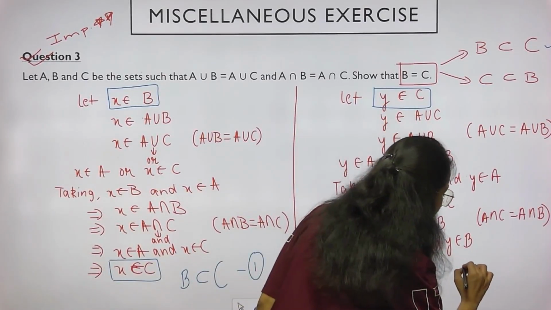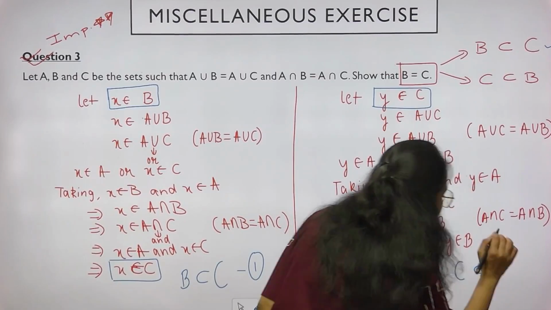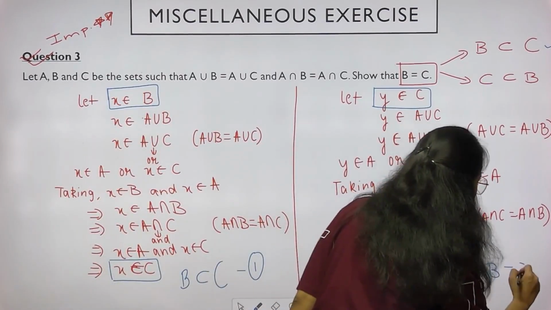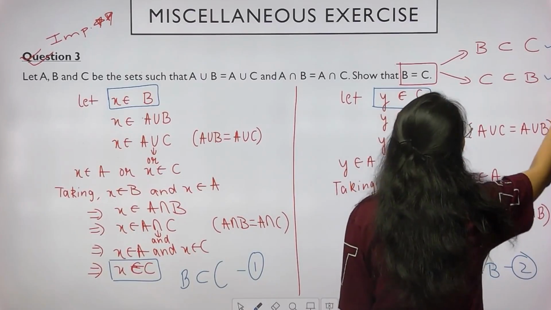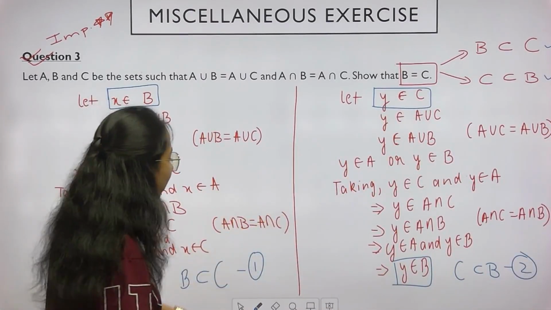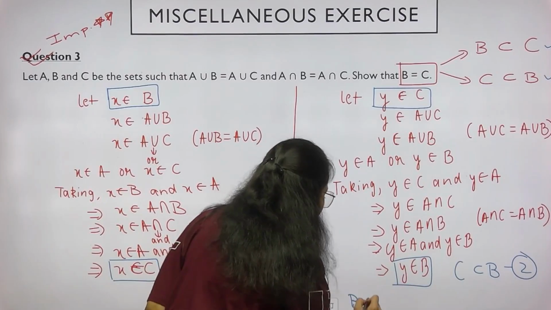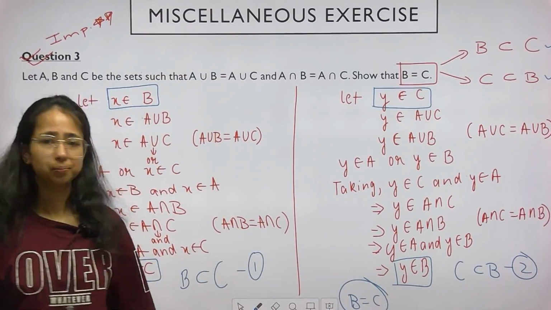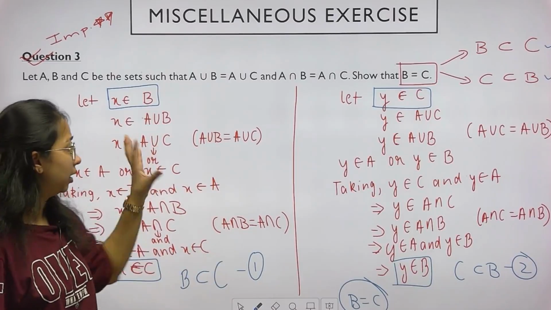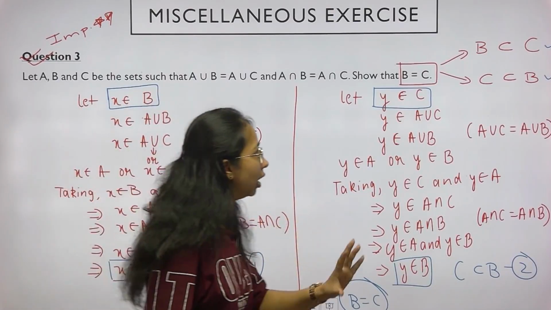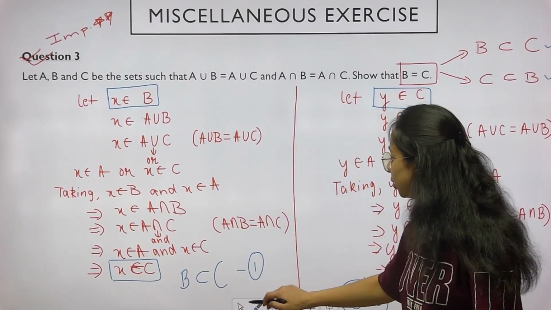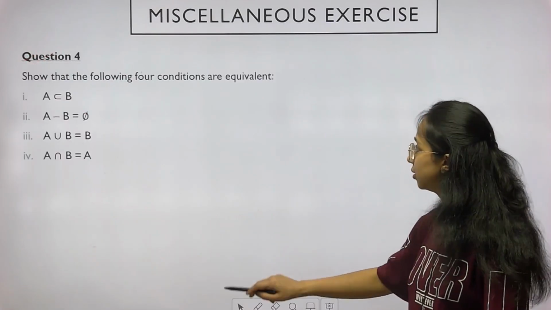Now, according to this, we can write that C is a subset of set B. Correct? Now, this is the second statement. So, we have proven this as well. So, using 1 and 2, we can obviously say that B is equal to C. Correct? Again, I am telling you, this is a very important question for your exam. Make sure you have understood this particular solution very well. Okay? Alright. Moving on to another question.